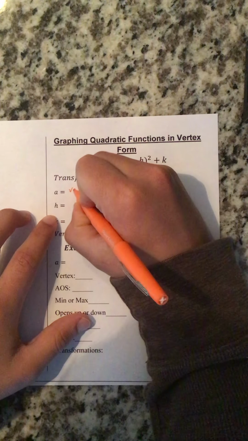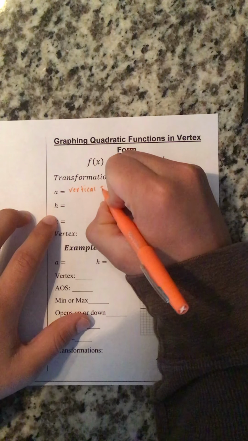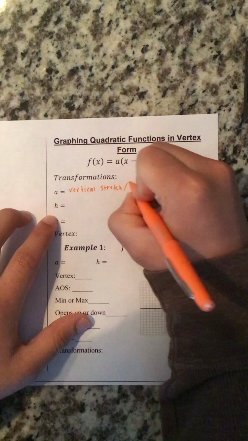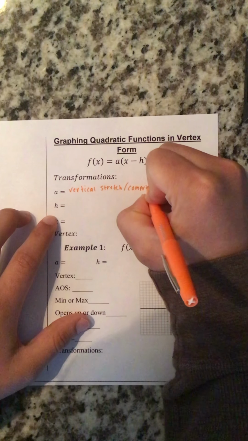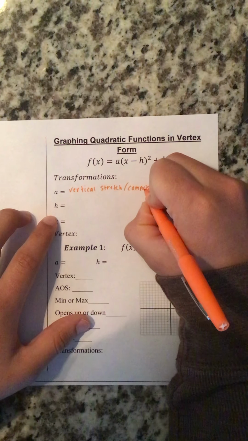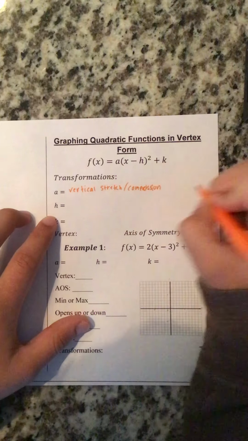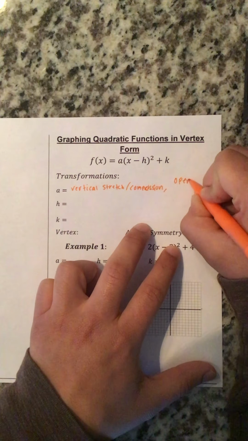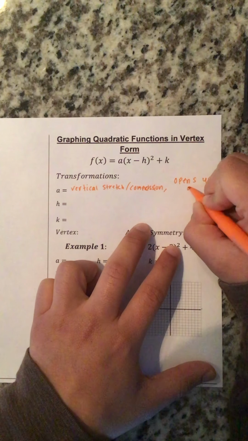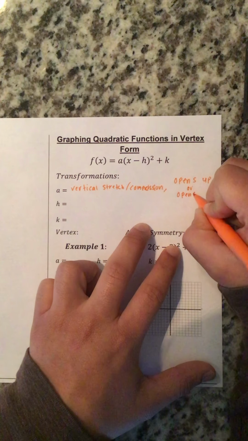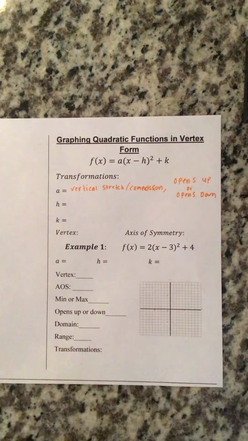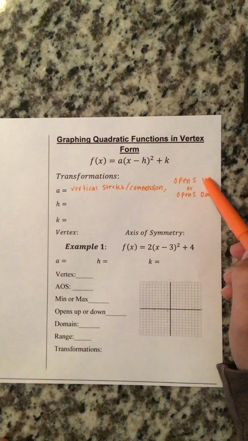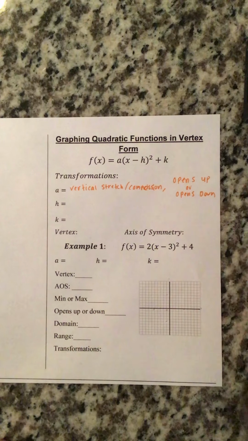The a tells me whether I have a vertical stretch or compression, right? That depends on the a. Compression, I spelled that wrong. Okay, and the a also tells me whether my parabola opens up or opens down. Remember, if it's a positive a value, it opens up. If it's a negative a value, it opens down.